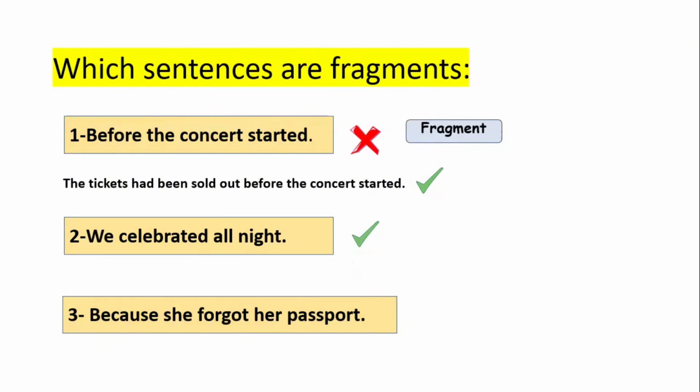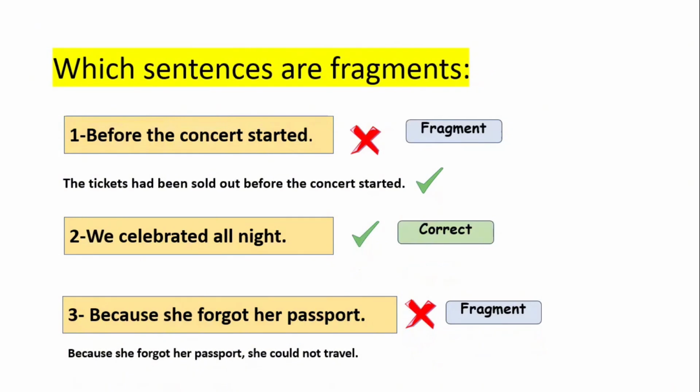The last one, because she forgot her passport. Of course, this is not correct, and this is what I call a fragment sentence in English, because I'm waiting for more. I need something else. I need a sentence that will complete the idea here. So I can correct it by saying that because she forgot her passport, she could not travel. Or I can simply put because in the middle by saying she could not travel because she forgot her passport. So this is the corrected version here.